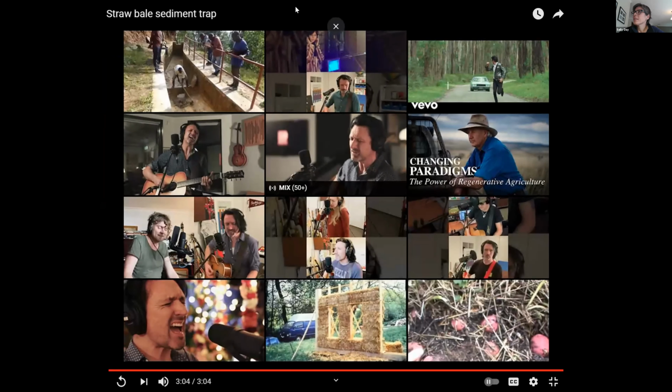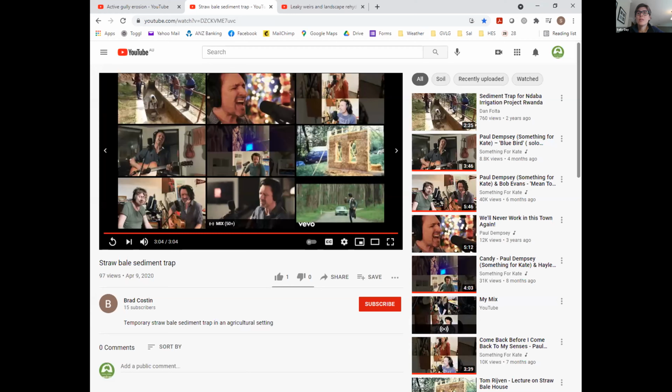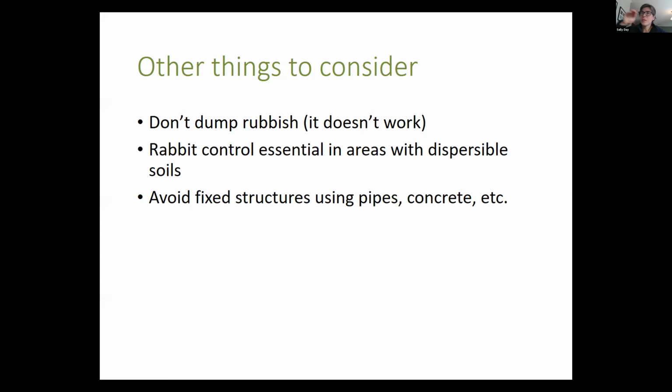I think that's a great little clip that shows us exactly what we can do with just 4 bales of lucerne. And it would be quite possible that you could build multiple of those all the way down so that you capture sediment at a range of places, you know, at different slopes along your gully.